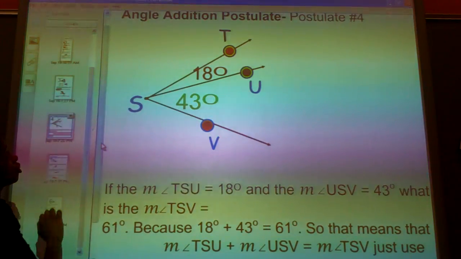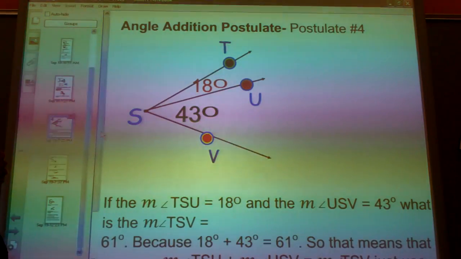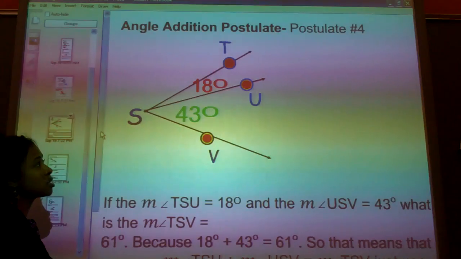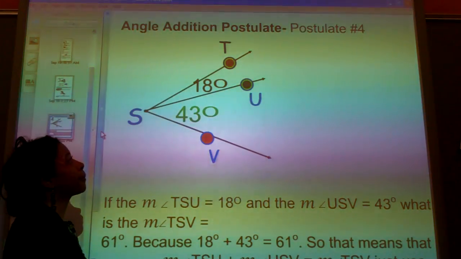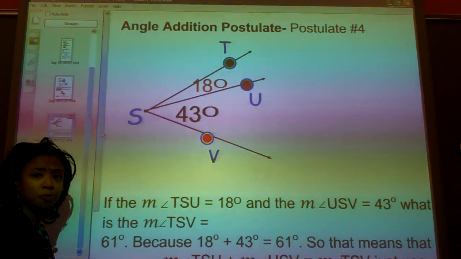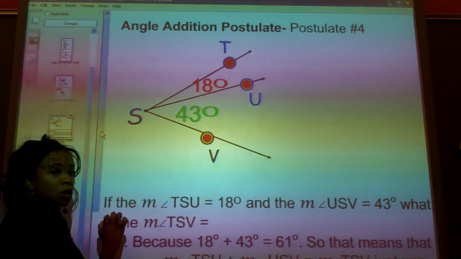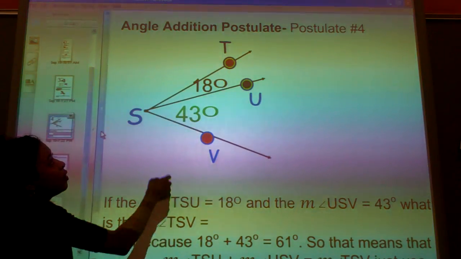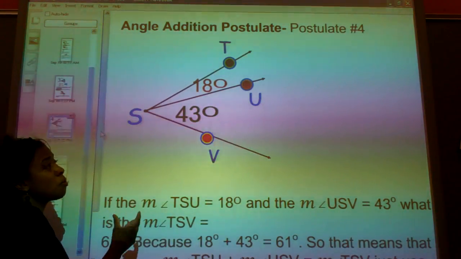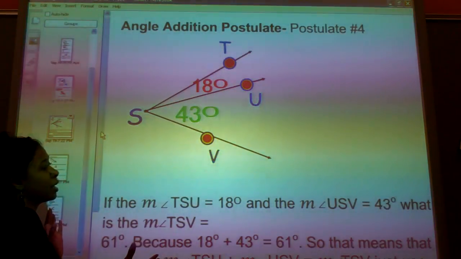Angle addition postulate. This is postulate number 4. As I stated before, postulates and theorems you need to commit to memory. Kind of like the segment addition postulate we did before, where you take two smaller segments to make one large segment. In this case, you can take two small angles and make one giant angle.